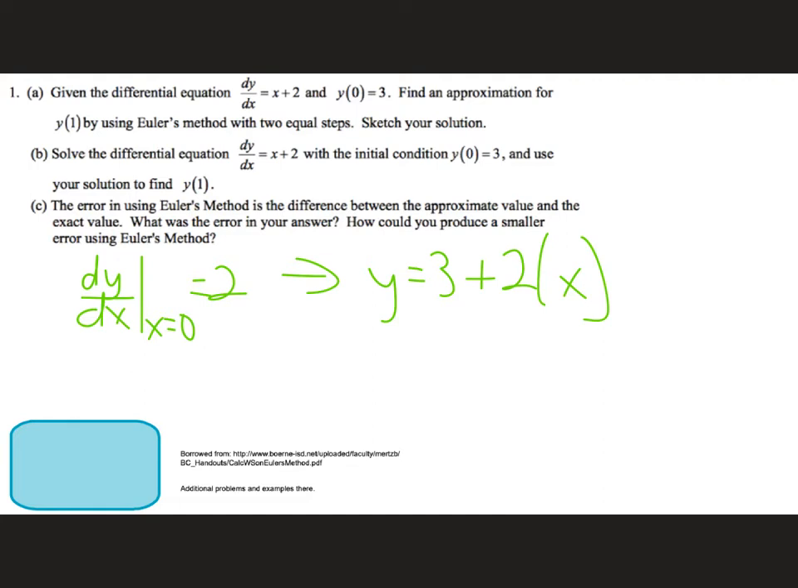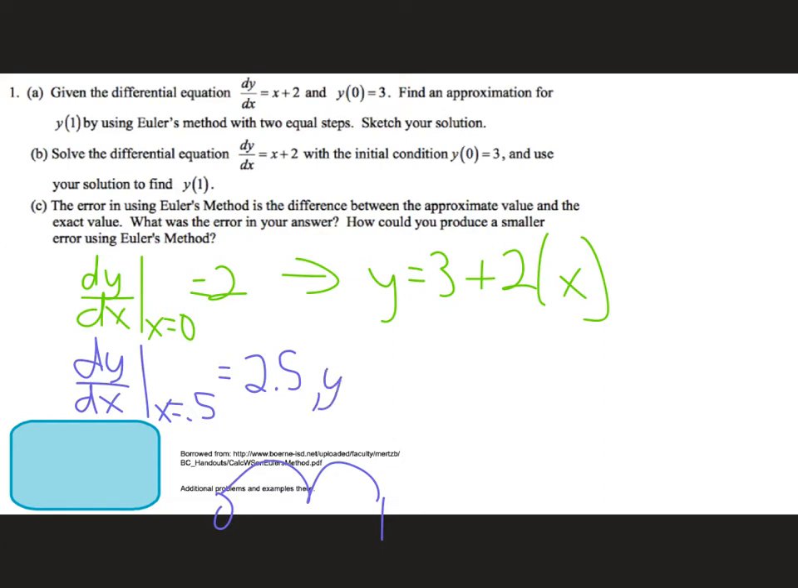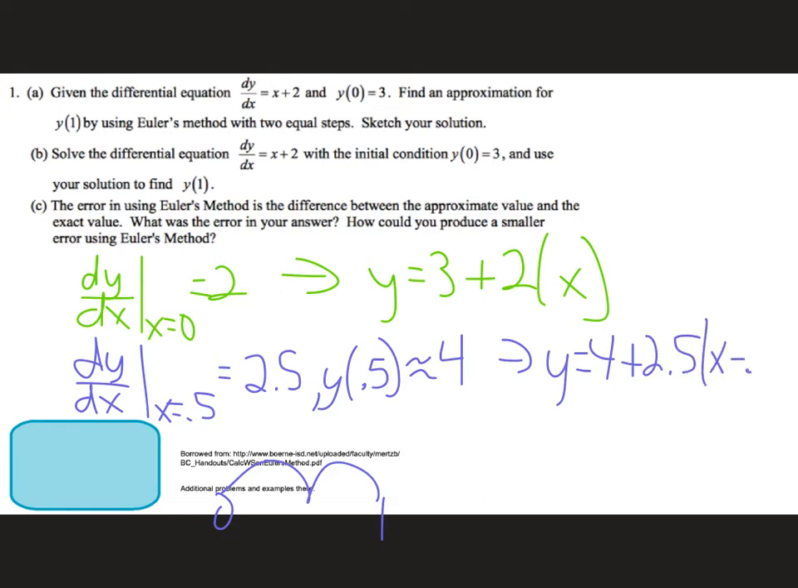And then let's go to dy/dx. Let's see, where are we going? We're going to 1, but in 2 steps. So my first step is going to be to 0.5, because if I'm going from 0 to 1 in 2 steps, those are going to be equal steps. So I've got to go to 0.5. So that's going to be 2.5. And then y of 0.5 is going to be approximately 3 plus 2 times 0.5, so 4, which means we'll have y equals 4 plus 2.5, x minus 0.5.